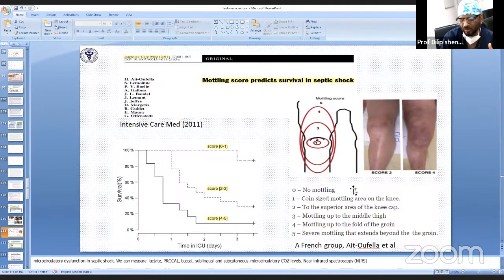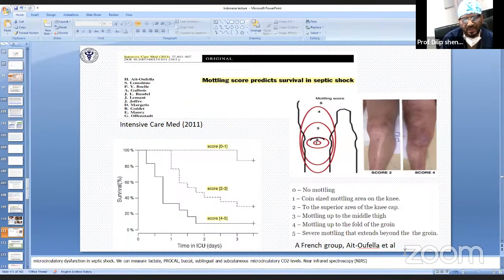So 0 is no mottling. 1 is a mottling area on the knee. 2 is mottling at the superior area of the kneecap. 3 is mottling up to the middle thigh. 4 is mottling up to the fold of the groin, like this you are seeing. And 5 is severe mottling that extends beyond the groin fold.